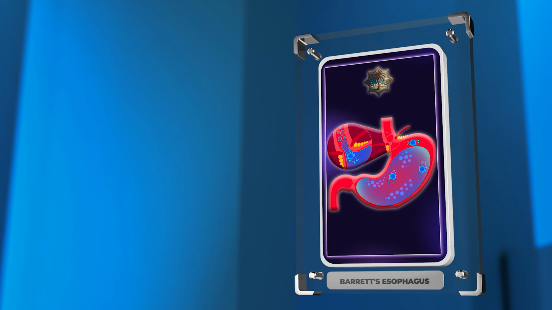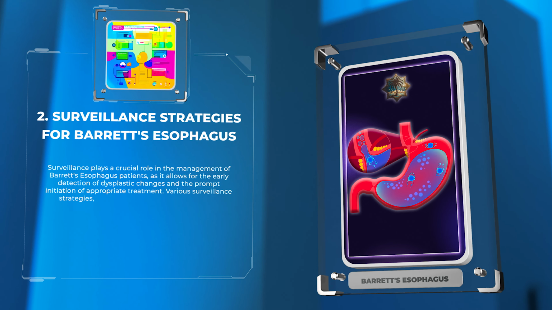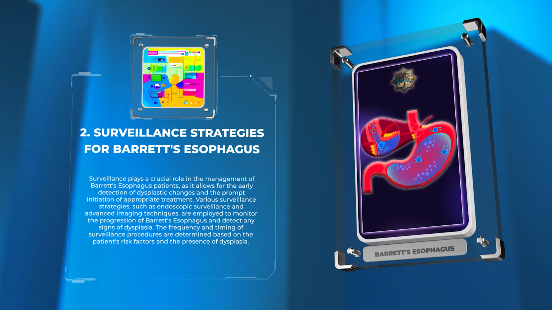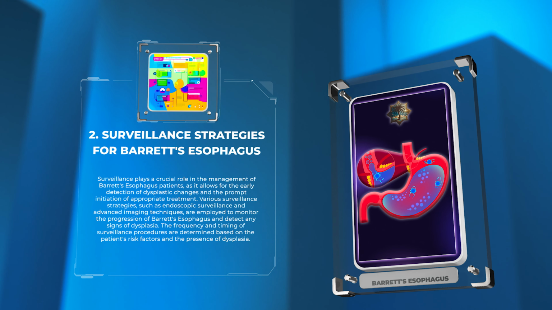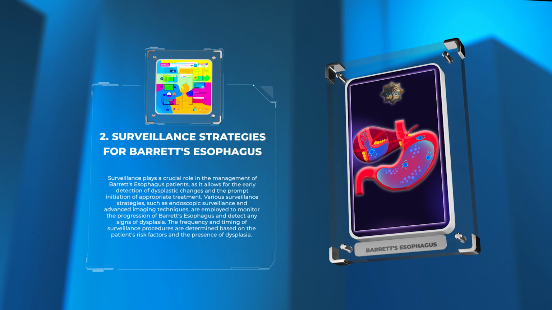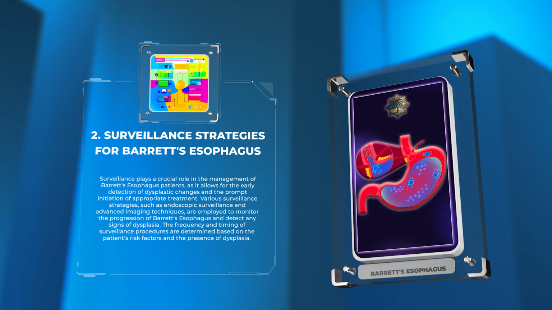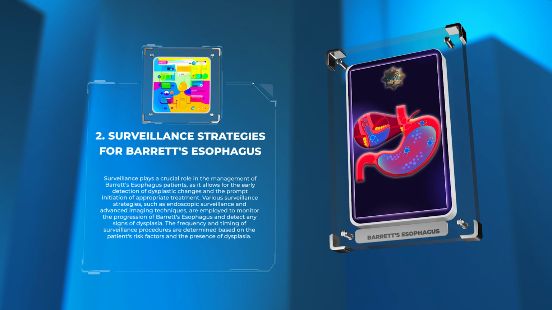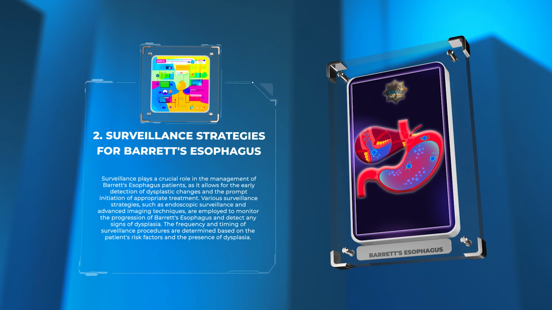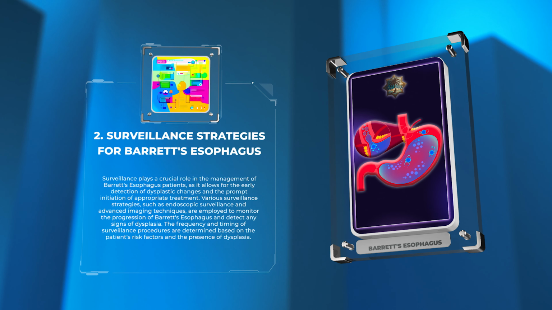Surveillance plays a crucial role in the management of Barrett's esophagus patients, as it allows for the early detection of dysplastic changes and the prompt initiation of appropriate treatment. Various surveillance strategies, such as endoscopic surveillance and advanced imaging techniques, are employed to monitor the progression of Barrett's esophagus and detect any signs of dysplasia. The frequency and timing of surveillance procedures are determined based on the patient's risk factors and the presence of dysplasia.